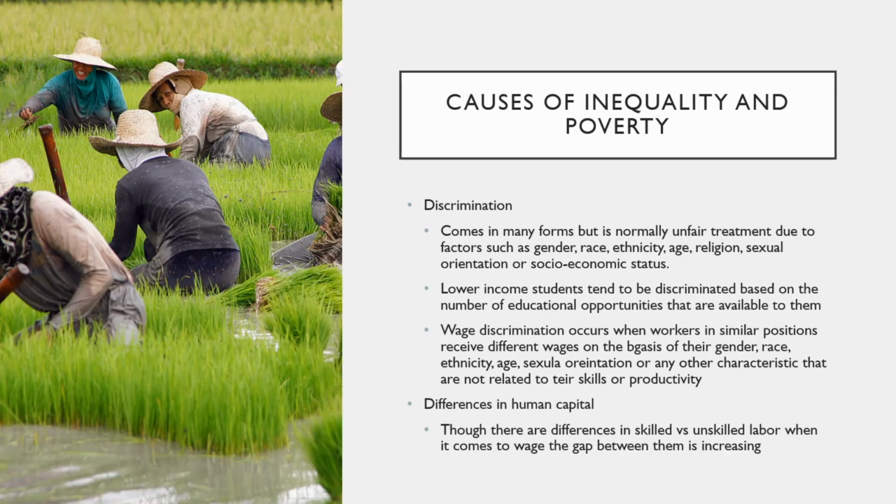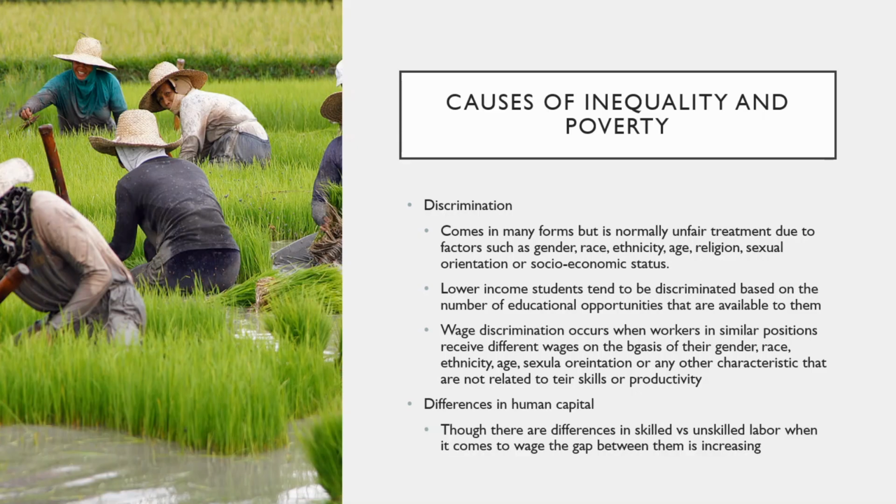Continuing with the causes of poverty, we have discrimination. It could be racial, gender, sexual orientation, or based on socioeconomic status. Low-income students tend to be discriminated against based on the limited educational opportunities available to them. They have less opportunity for college and high-paying jobs. Wage discrimination will occur when workers in a similar position get different wages. You see this a lot with gender, race, ethnicity, even sexual orientation. We also have differences in human capital.